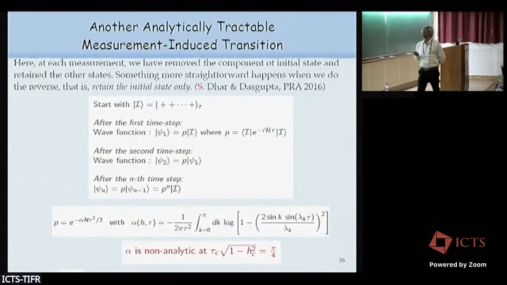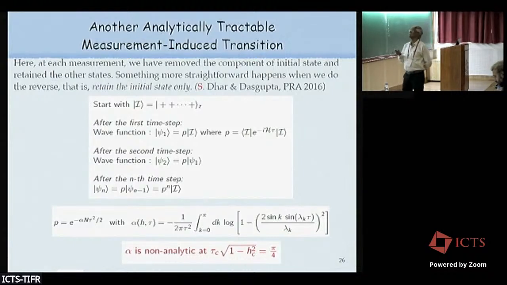And now another analytically tractable measurement-induced transition. This is our 2016 paper, which was number 100 in the archive list. So whatever I have discussed till now, at each measurement, we have removed the component of the initial state and retained other states. Now suppose we do the reverse. Suppose we retain the initial state only, then something more straightforward happens.